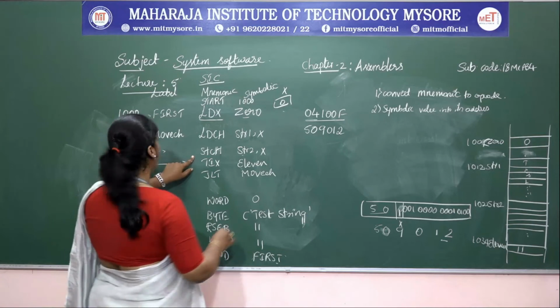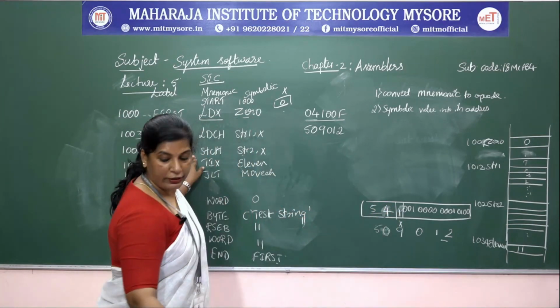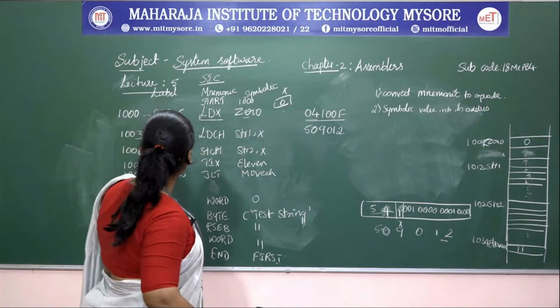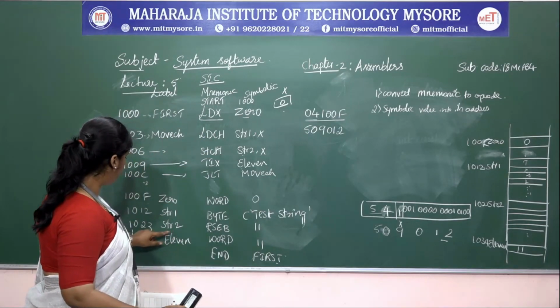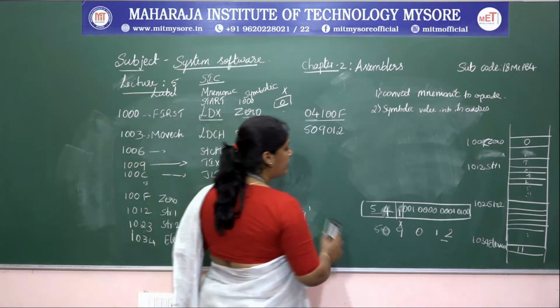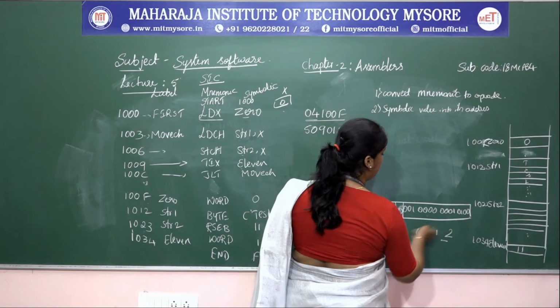Store character, for STCH, the opcode is 54. Where is string 2 actually? String 2 is at the memory location 1023.